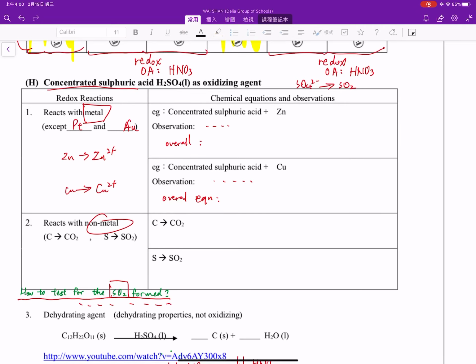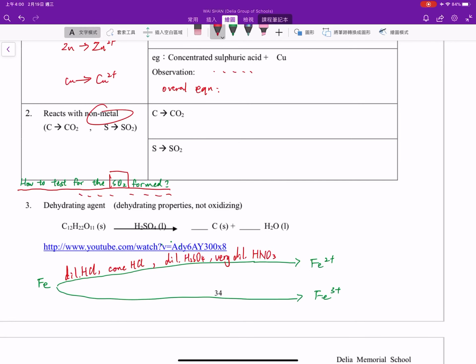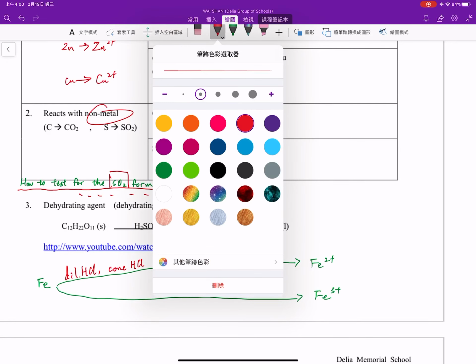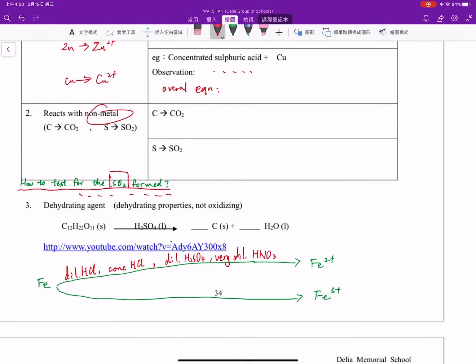Okay, another property of concentrated sulfuric acid is not relevant to the redox or oxidizing property, because it's only the dehydrating property, because concentrated sulfuric acid will extract all the water. That's why when it is poured onto your skin it is not only oxidized, but also all the water from your skin will be extracted, will be taken away by the sulfuric acid. That's why your skin will be like burnt.